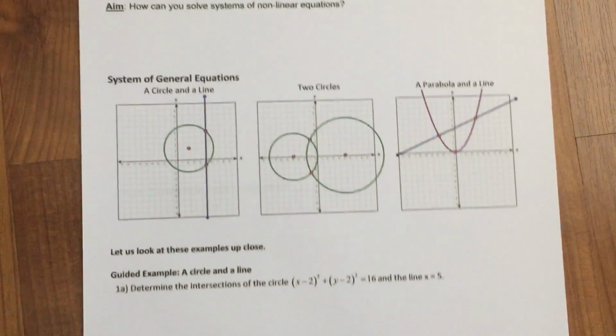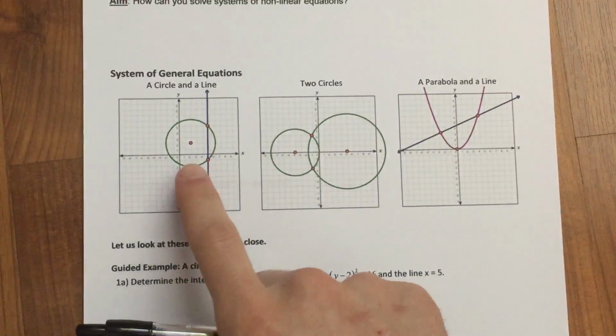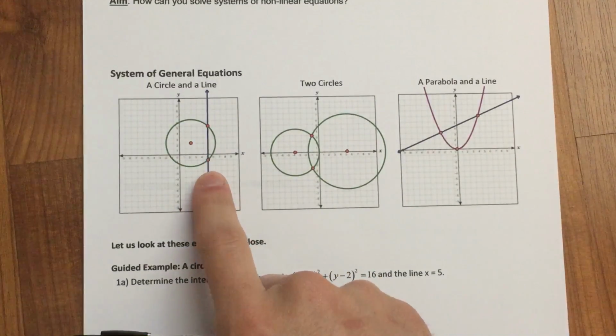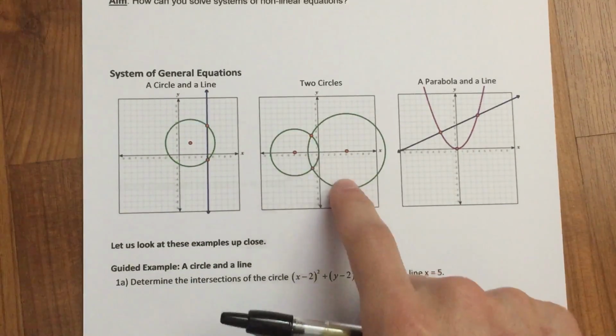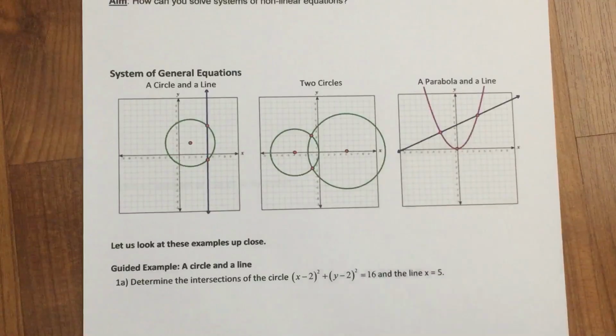If you take a look at this picture, we could have maybe a circle intersecting a line. And I have a vertical line here, but it doesn't have to be a vertical line. It could be any line. We have two circles intersecting each other, or we could have a parabola intersecting a line. So this is where we see we have some non-linear examples mixed in.